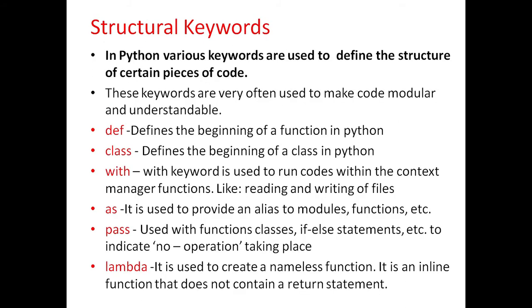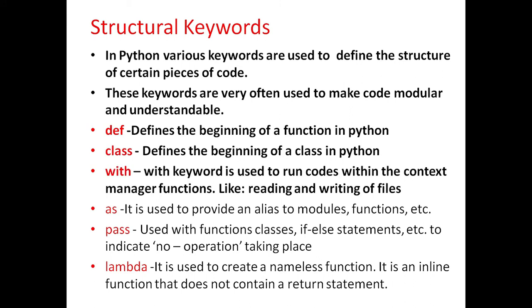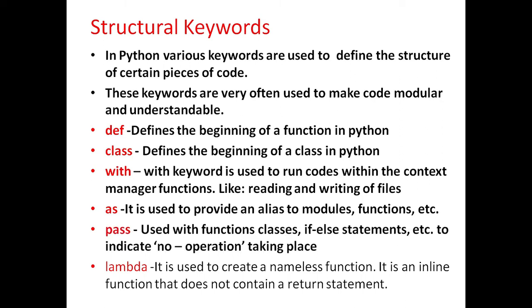In Python, various keywords are used to define the structure of a certain piece of code. These keywords are very often used to make code modular and understandable. def defines the beginning of a function in Python. class defines the beginning of a class in Python. The with keyword is used to run code within context manager functions, like reading and writing files. as is used to provide an alias to modules, functions, etc. pass is used with functions, classes, if-else statements, etc. to indicate no operation taking place.